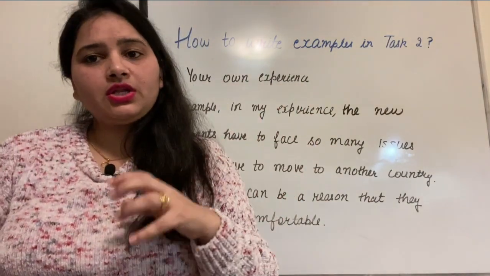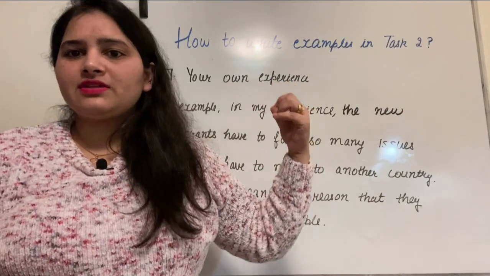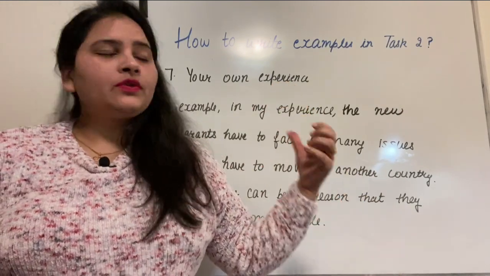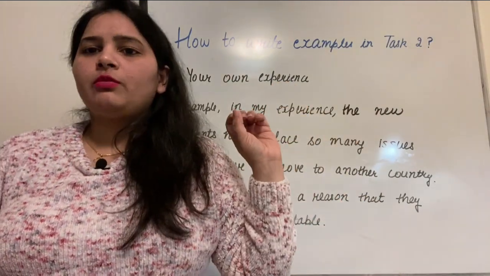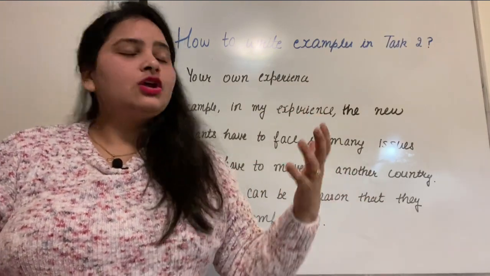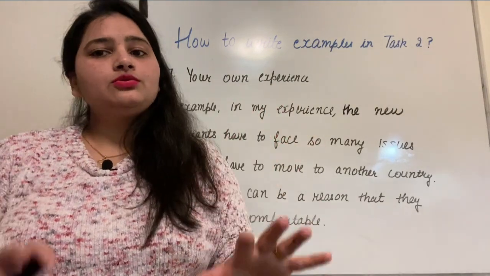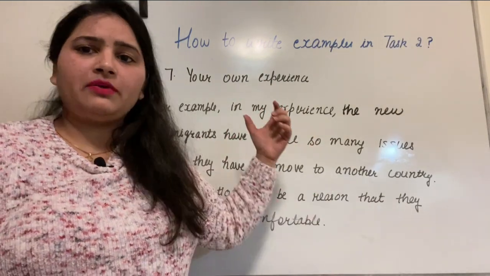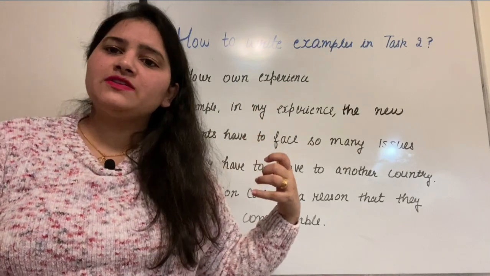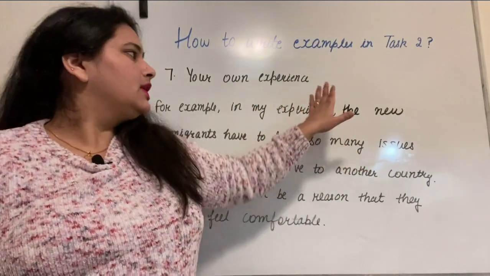When people change their countries, they have to face some issues. Why? Because there is some kind of communication barrier. So you can talk about it, you can talk about social barriers. They miss their home, they miss their family, so you can write it like this. When you do not have any kind of example, fabricating an example from your experience is the easiest way. So you can write an example like this.